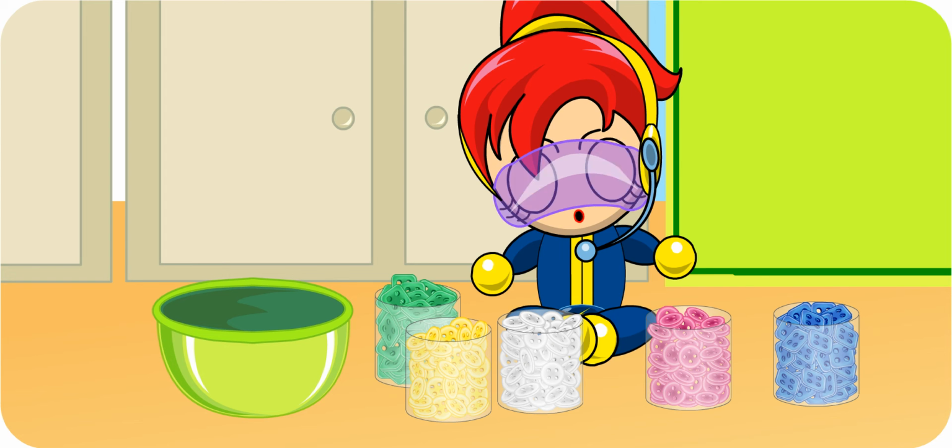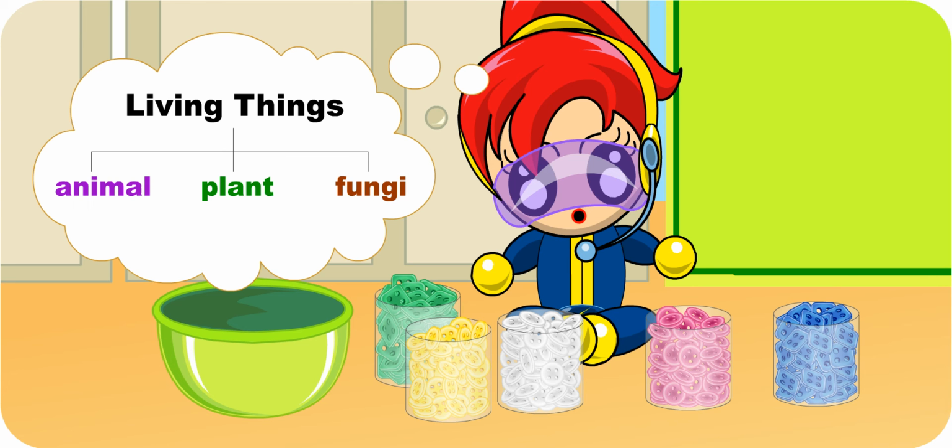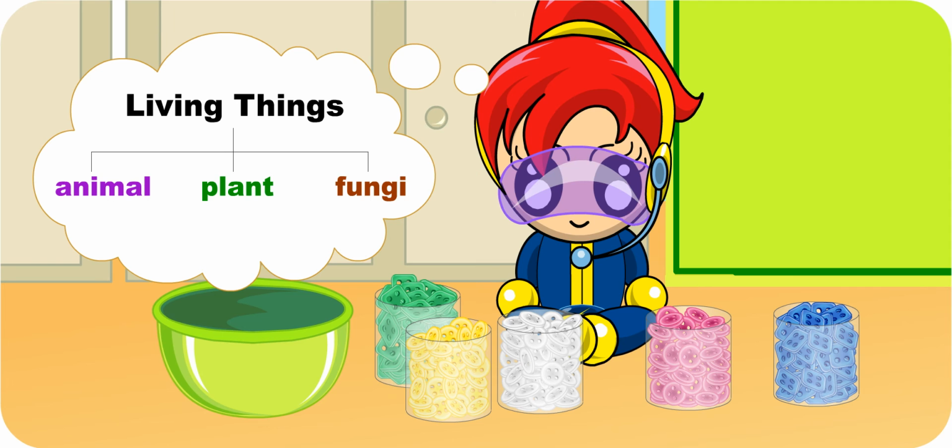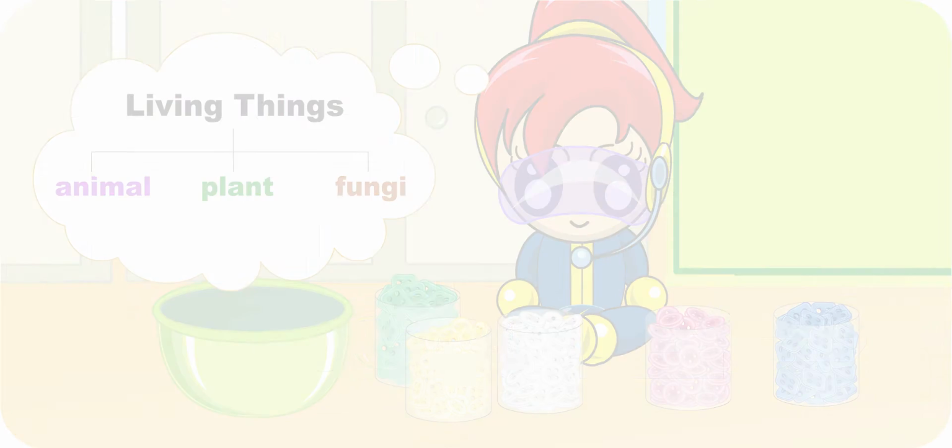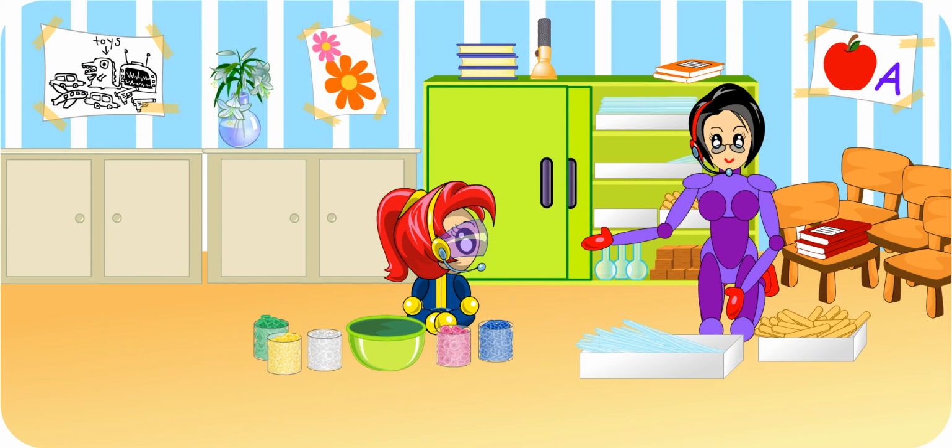In the previous lesson, we have learned how scientists classify living things. Now we are classifying non-living things. Quick thinking, Turbo Girl. Non-living things can be classified according to their characteristics too. Are there other ways of classifying non-living things? Let's take a look.